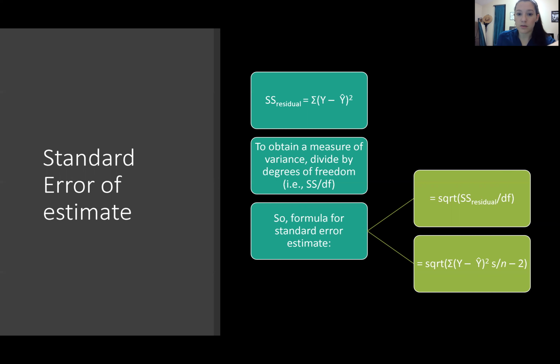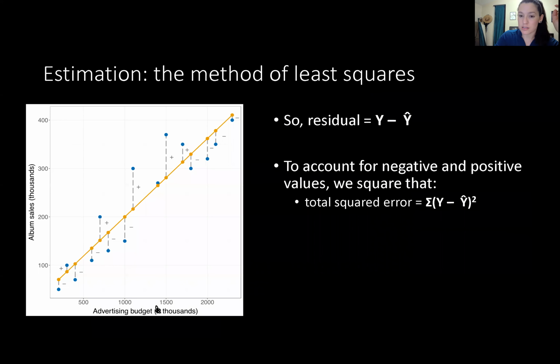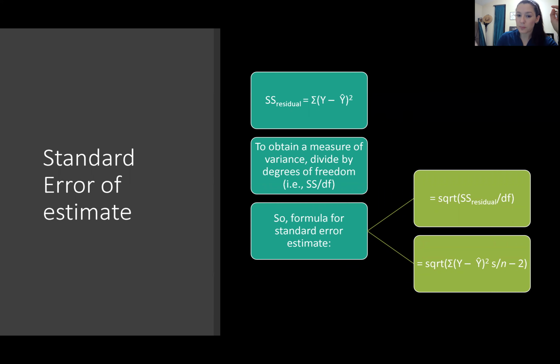So you've got the sums of squares for the residual. That's just that. See that it's sigma parentheses y minus y hat squared. That is exactly what is on this slide right here. Now, what we need to do is obtain a measure of variance for this. So we're going to divide it by the degrees of freedom. That should look very familiar to things that we've already been doing.